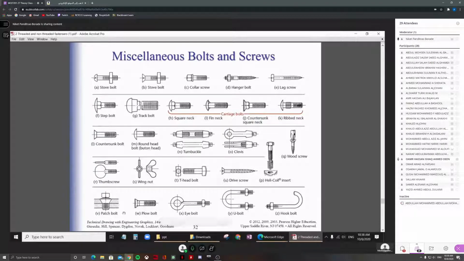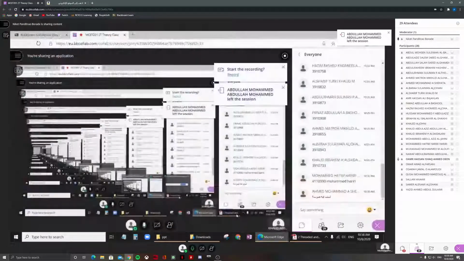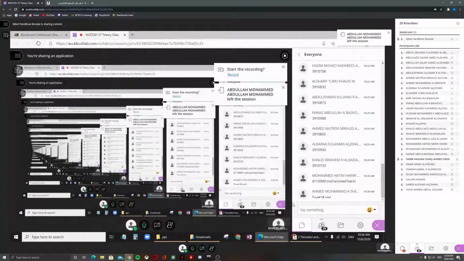We just want to see the names and we should be able to identify it. We should be able to identify the bolts.